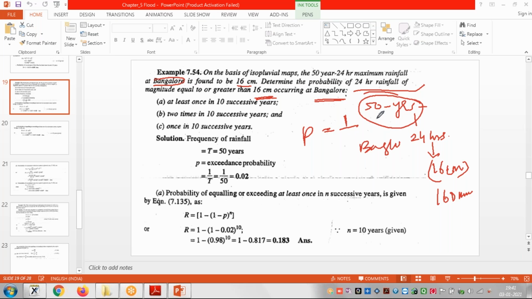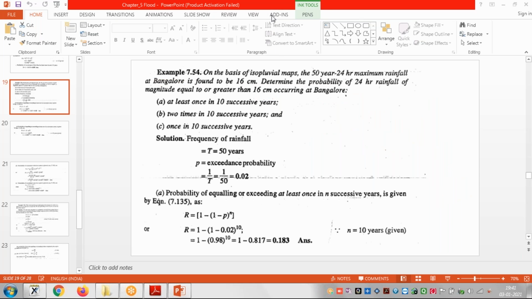If it is a 50-year flood, the discharge, or the flood value, is very high, but the chances are very less, right? Here we know that this 50-year means the T value is given. We know that p is equal to 1 upon T. If I put this value, 1 upon 50, I will get the probability, the p-value.